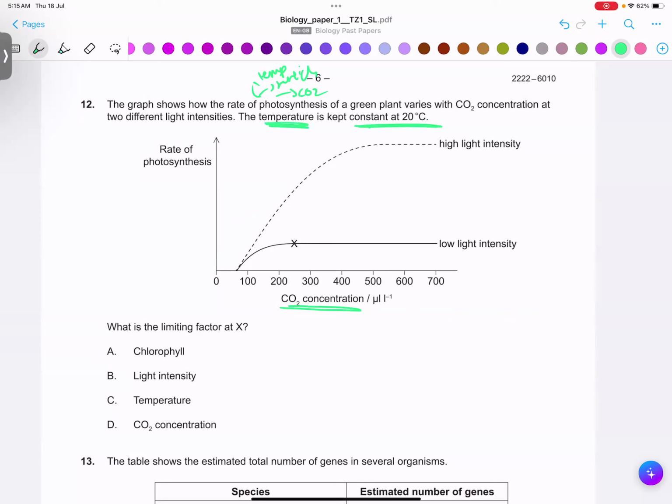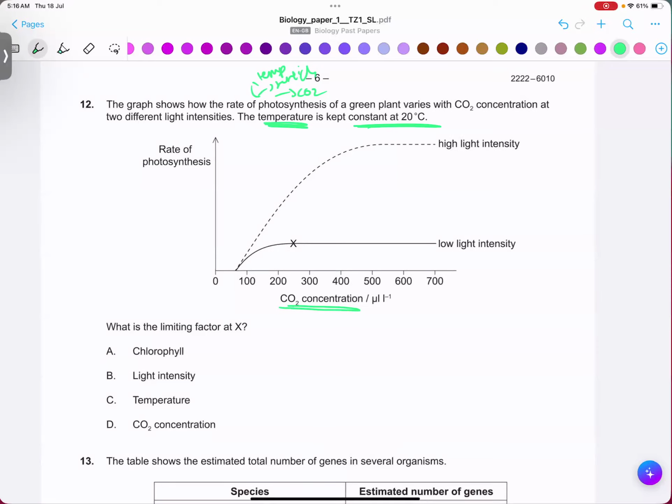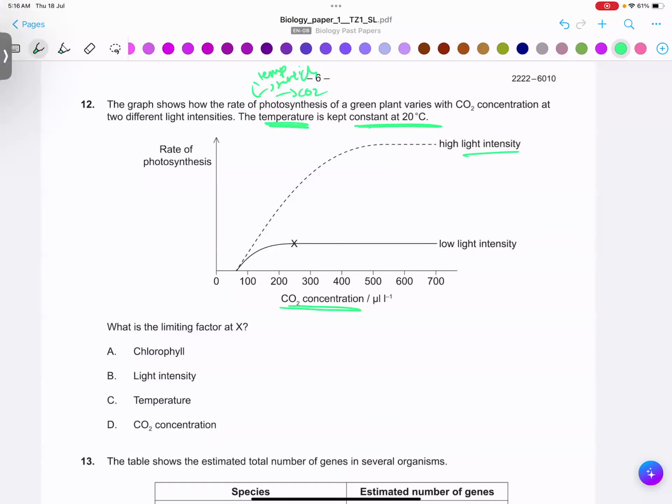So here we have the rate of photosynthesis as the CO2 concentration increases. These are just the different plateaus because, again, there's no denaturation of the enzymes or anything. In this case, this is just the light intensity, because once it reaches a certain extent, the rate of photosynthesis can't increase. Since we know the temperature is constant, and since we have this plateau, we know that the only thing affecting it is the light intensity.